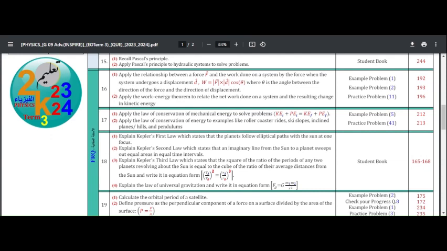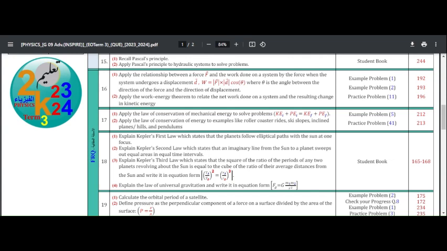So in Pascal's principle, they could ask you what the statement is. They could ask you to state Pascal's principle. They could give you some statements and you have to select the correct one. And the second one, they can ask you to apply Pascal's principle to hydraulic systems.